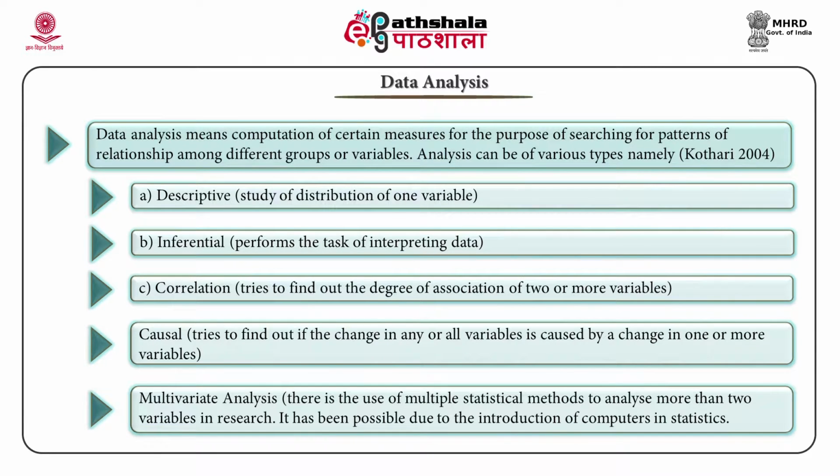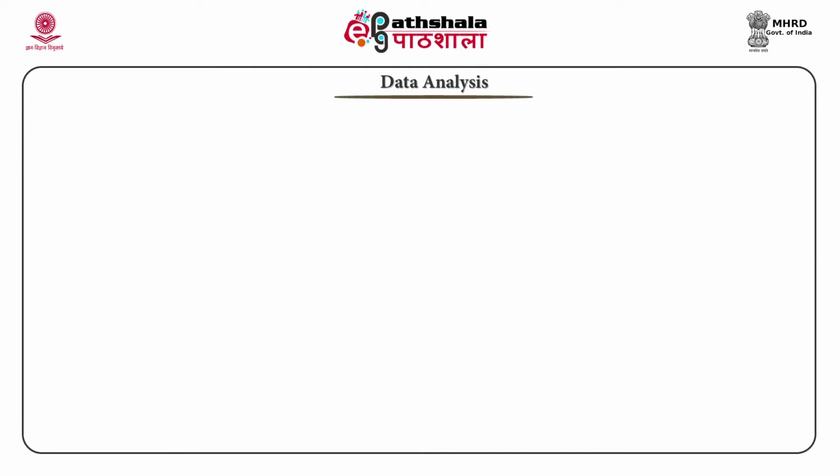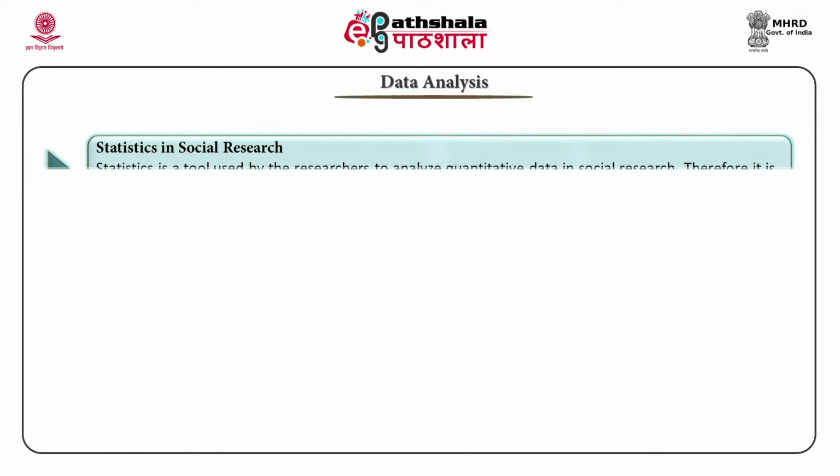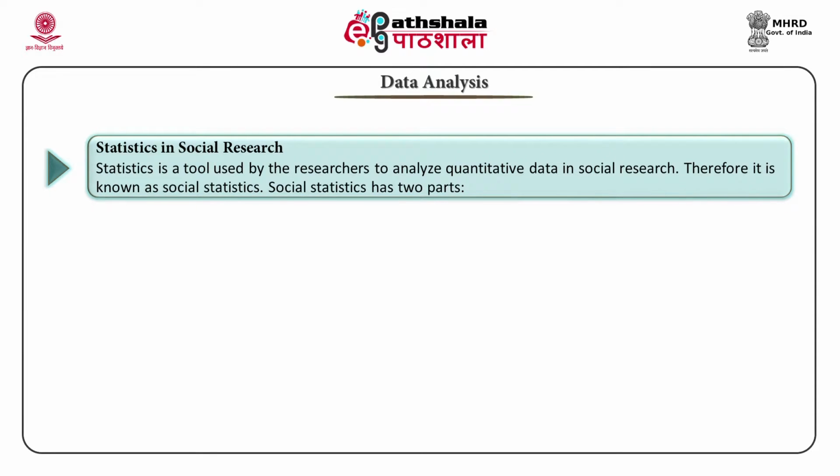Data analysis has a large part of social statistics involved in it. So mainly today our discussion will describe the different types of social statistics that we deal with while doing our research. But first let us understand what is statistics in social research. Statistics is a tool used by the researchers to analyze quantitative data in social research. Quantitative data implies nothing but data which can be reduced to numbers. Therefore, it is known as social statistics.